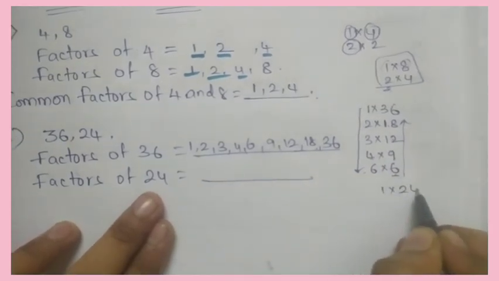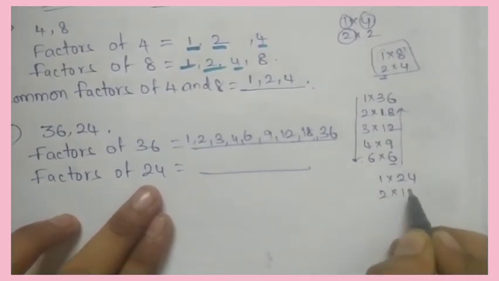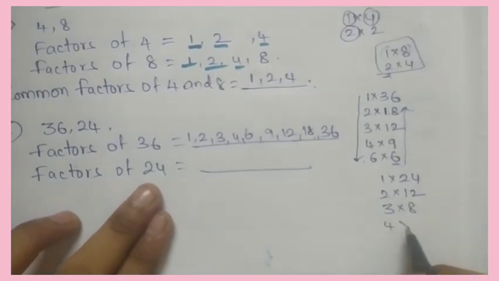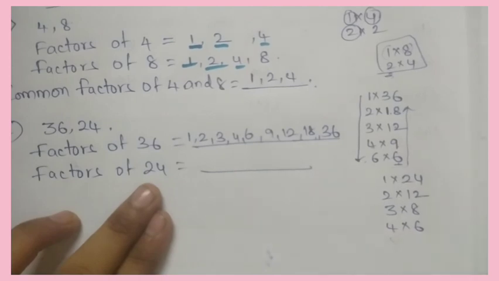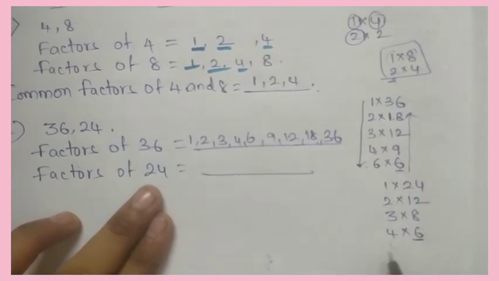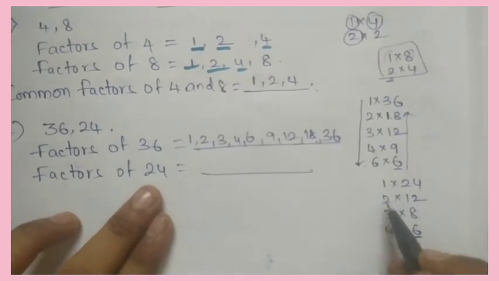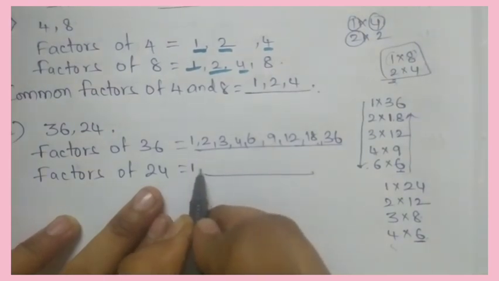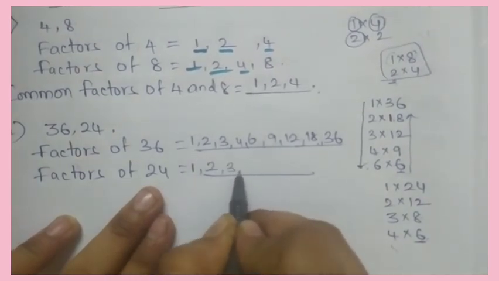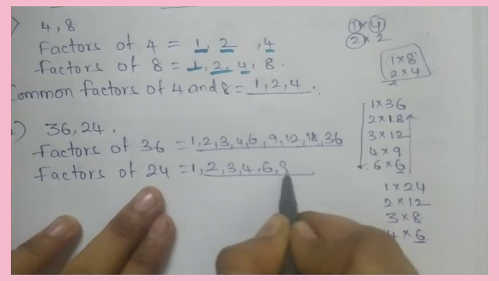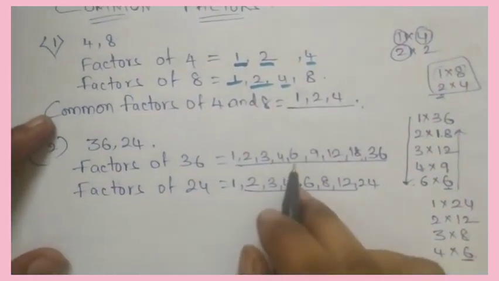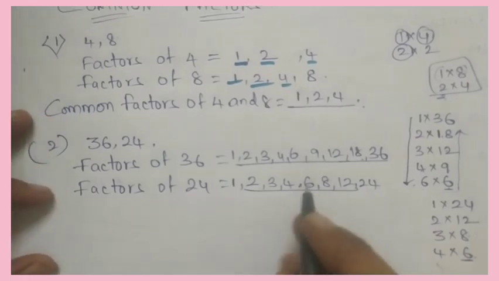1 twenty-four is 24, 2 twelves are 24, 3 eights are 24, 4 sixes are 24, 5 fives are 25. We will not get 24, so 6 is already here, so we'll stop here. 1, 2, 3, 4, 6, 8, 12, 24 are the factors of 24.